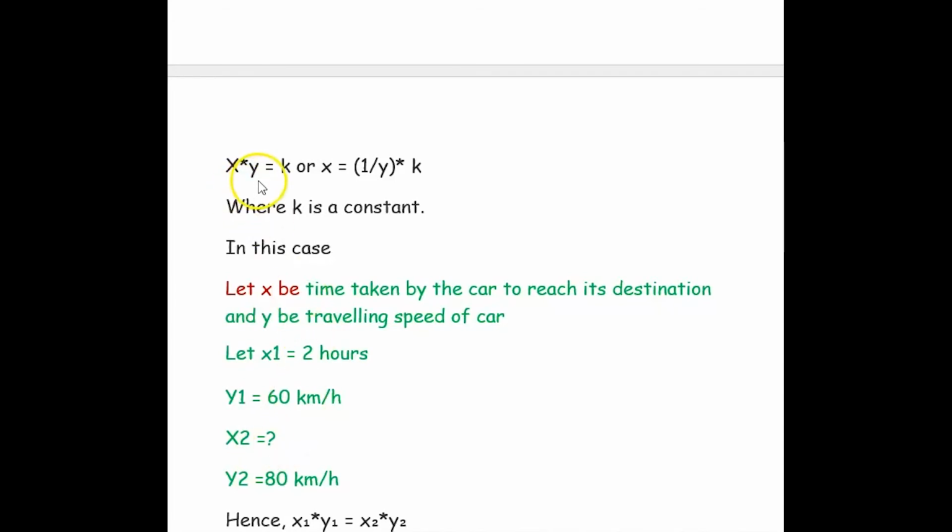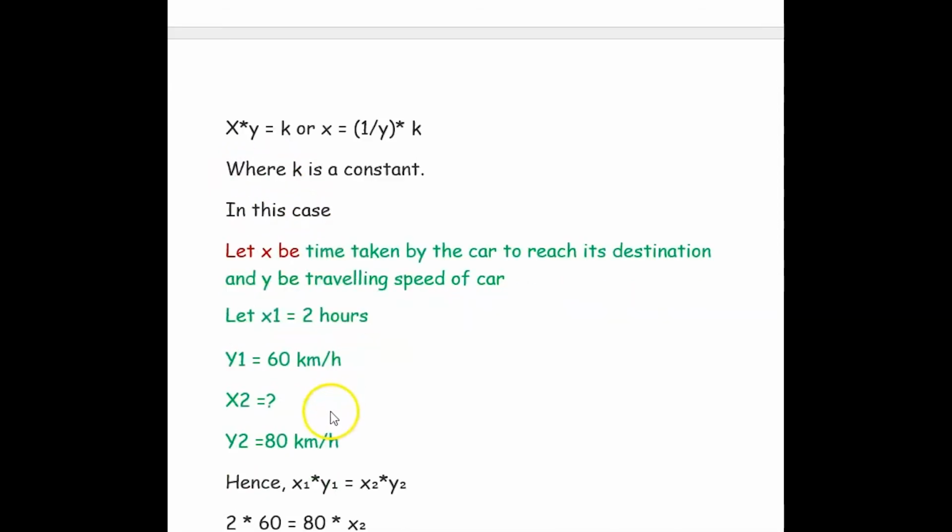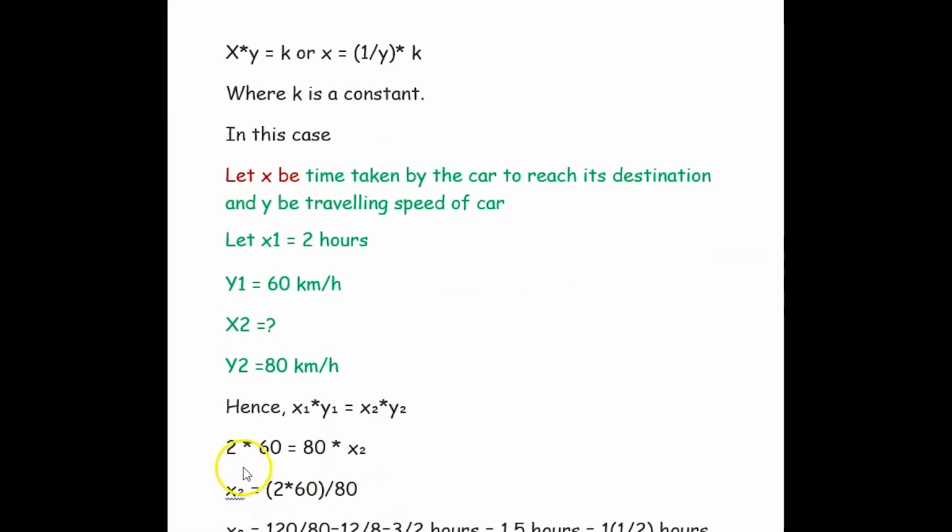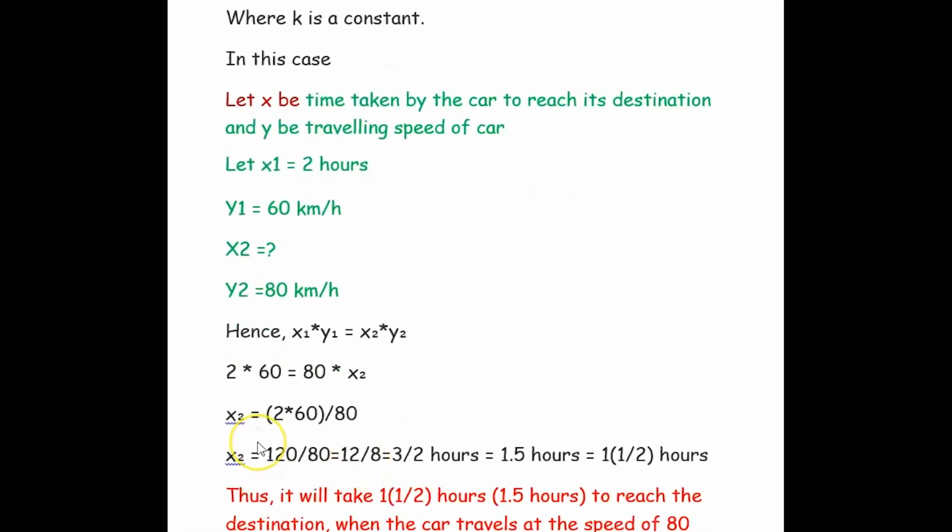So we know the relation of inverse proportion for two quantities is x into y equal to k, where k is a constant. So with this we can rewrite the inverse proportion equation as x1 into y1 equal to x2 into y2. Now substituting all the values, 2 into 60 equal to 80 into x2. So x2 is the one we want to find out.